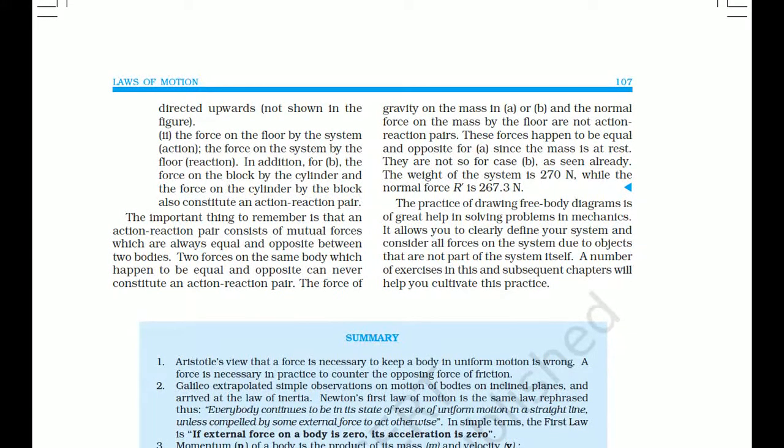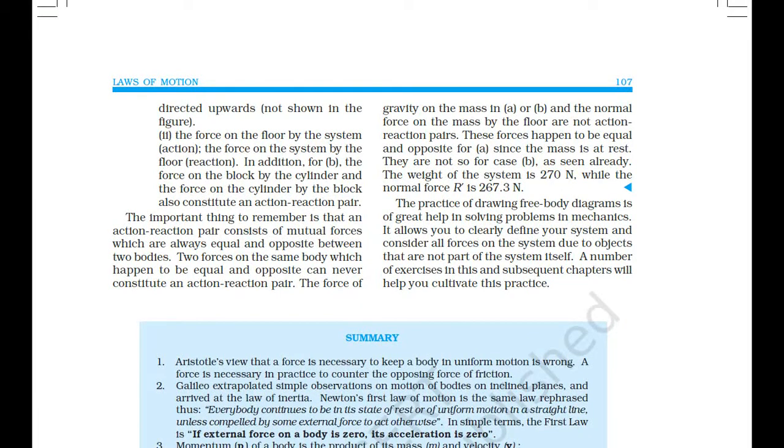So the force of gravity on the mass in A or B and the normal force on the mass by the floor are not action pairs. These forces happen to be equal and opposite since the mass is at rest. They are not so for case B. As seen already, the weight of the system is 270 newtons, while the normal force R dash is 267.3 newtons.